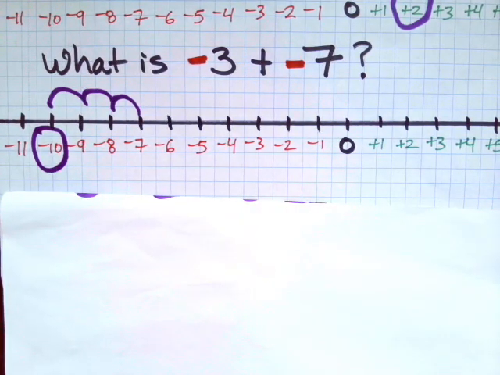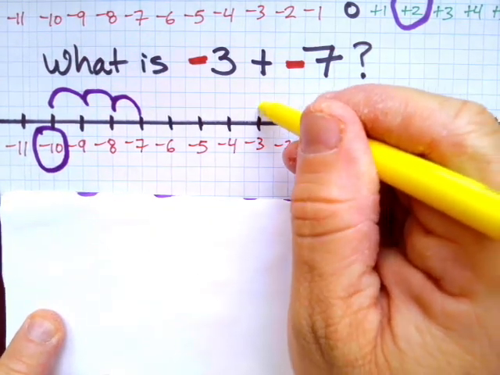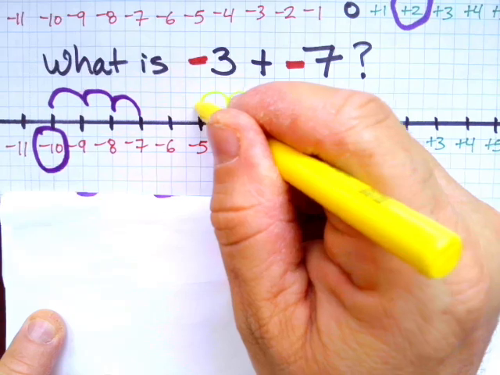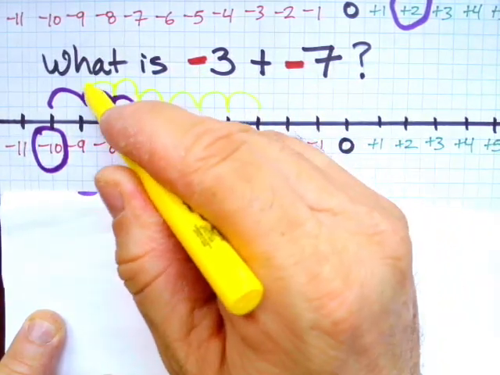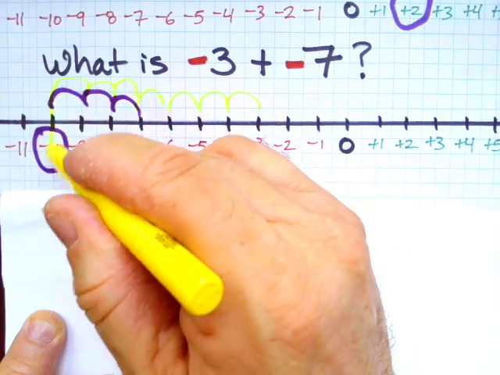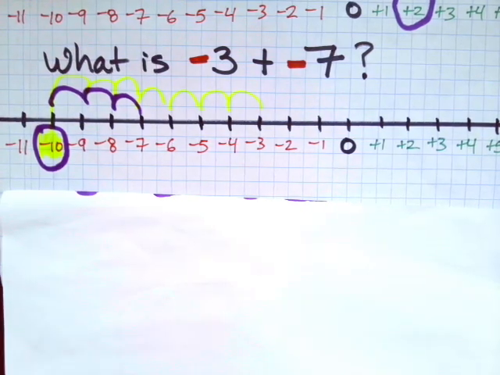But of course, I'd like to show you starting at negative 3 and going 7 in the negative direction. So 1, 2, 3, 4, 5, 6, and 7. The answer and solution is negative 10.